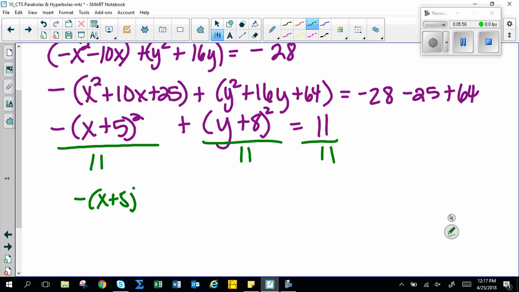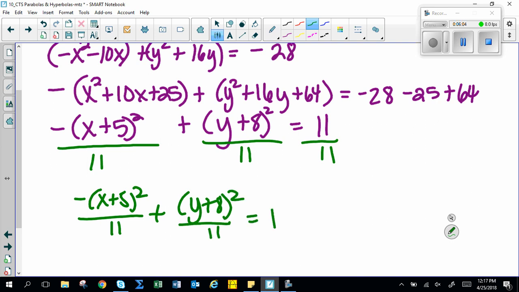x plus 5 quantity squared over 11 plus y plus 8 squared over 11 equals 1. What's your x radius? Square root of 11. What's your y radius? Square root of 11. What's your center? Negative 5, negative 8. And which way does this hyperbola open? Vertically.